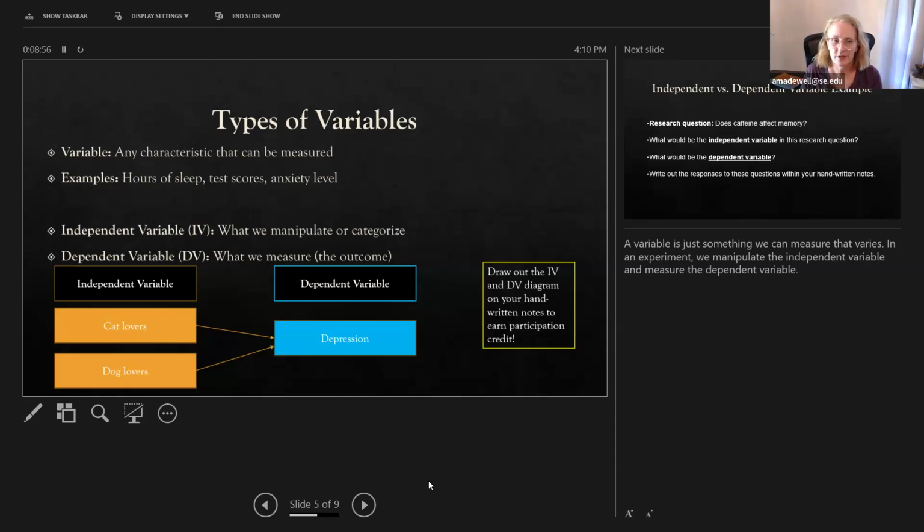On my slide here, for our independent variables, I have cat lovers and dog lovers. Kind of interesting to see who would have higher or lower depression. Would it be a cat lover or a dog lover? Okay, now I didn't say a dog owner and cat owner. That might be a different study. For your handwritten notes, I want you to draw out the independent variable and the dependent variable diagram here to ensure your credit.